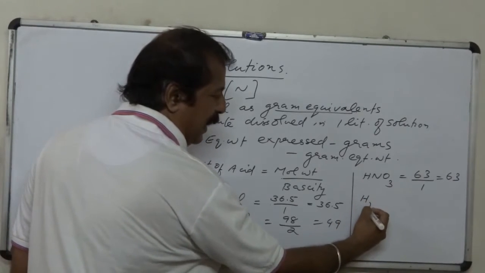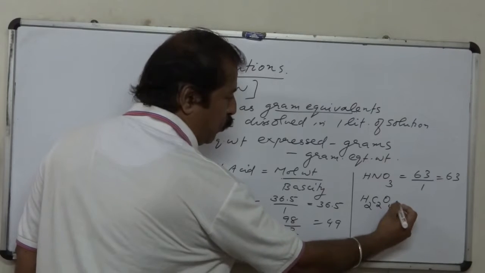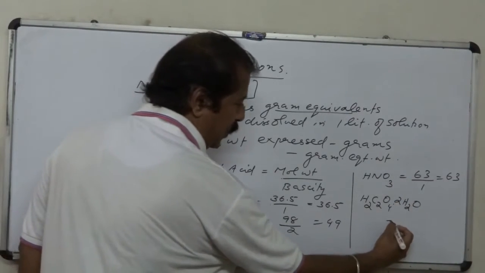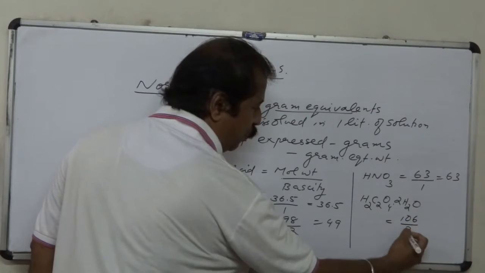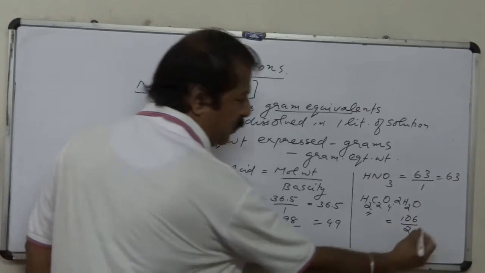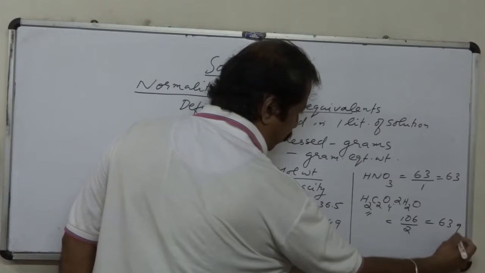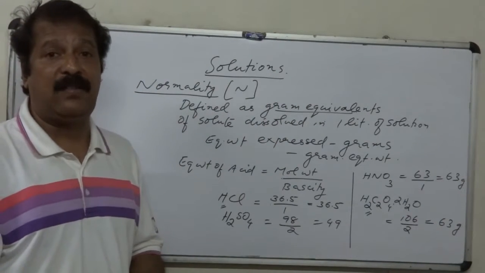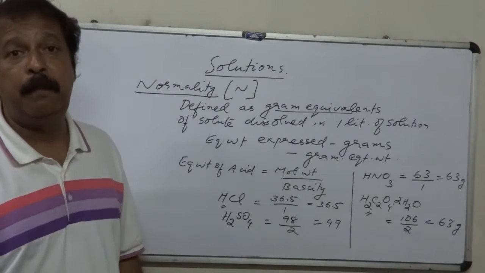Equivalent weight of oxalic acid, (COOH)2.2H2O, which is called hydrated oxalic acid, is 126 divided by 2, because it has two replaceable hydrogens. The value is 63 gram. So these are the equivalent weights of acids. Equivalent weight of an acid is molecular weight divided by basicity.